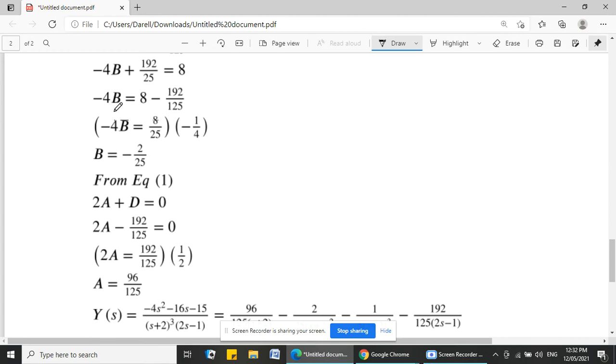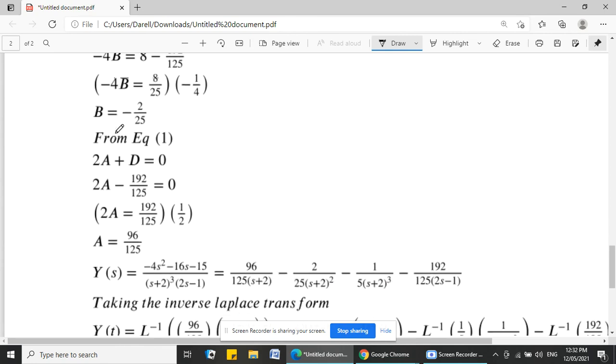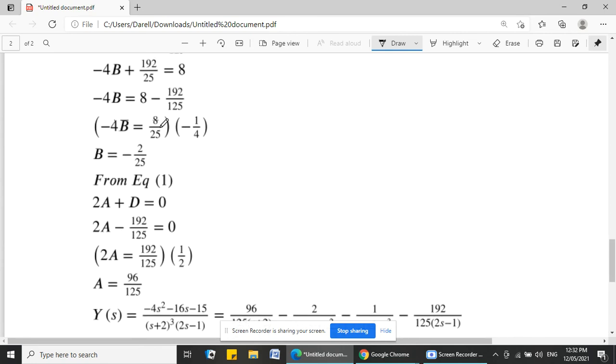Negative 4b, akong gi-substitute ang value sa right side. So ang naitabo is negative 4b is equals to 8 minus 192 over 25. Para mabilin na lang ang b, so akong gi-multiplyan both side by negative 1/4. So we get b is equals to 2 over 25.